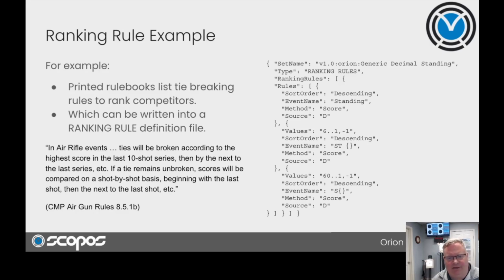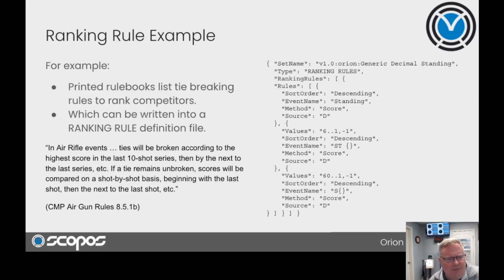Then again, if the tie is still unbroken, we go on a shot-by-shot count back. And this last JSON object there is actually 60 rules in one. That's 68.1. Again, it's similar. We're going to go in descending order. Each shot has its unique event name. It's S60, then S59, then S58, etc. And again, we're going to take the score and the decimal portion of the score.